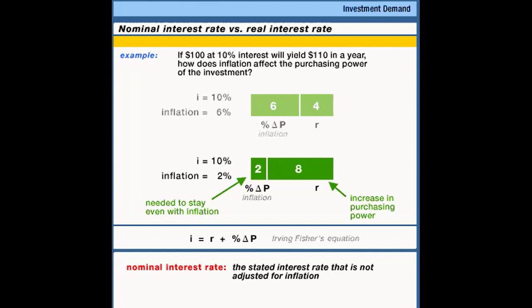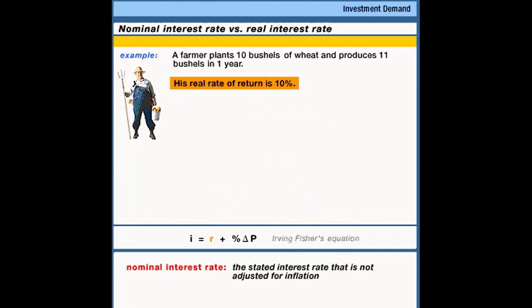Now, think about this from the point of view of a business. Suppose you're a farmer and you can plant 10 bushels of wheat today and wind up with 11 bushels of wheat a year from now. So the real rate of return, the rate at which your output is multiplying, is 10%. So you'd be willing to pay the bank up to 10% interest to borrow the money to buy the wheat.